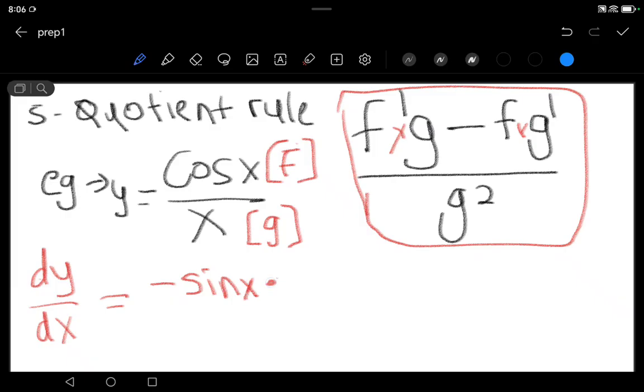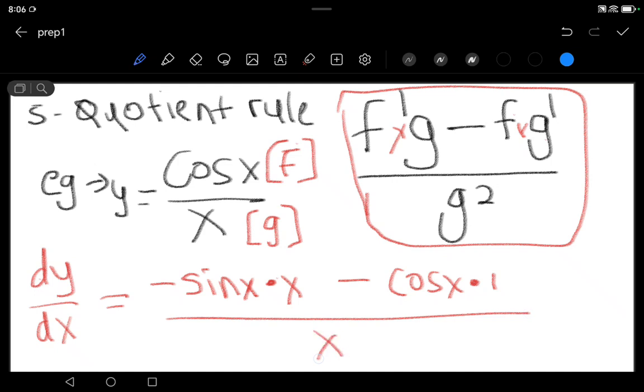Minus our f, which is cos x, and then our g prime. It shows that we're gonna derivate x. The derivative of x is 1. You following? Yes. Okay, over g squared. Our g is x, so it's gonna be over x squared. So this is how we use the quotient rule.